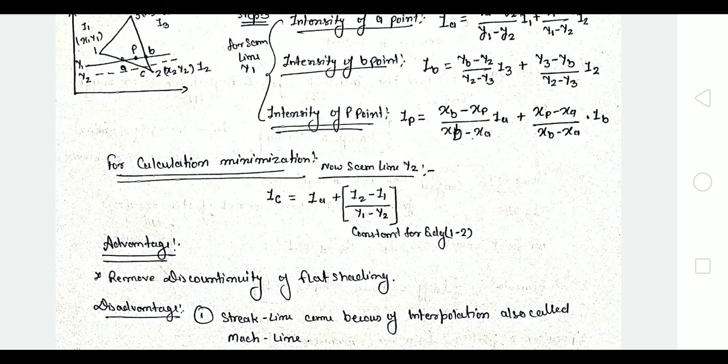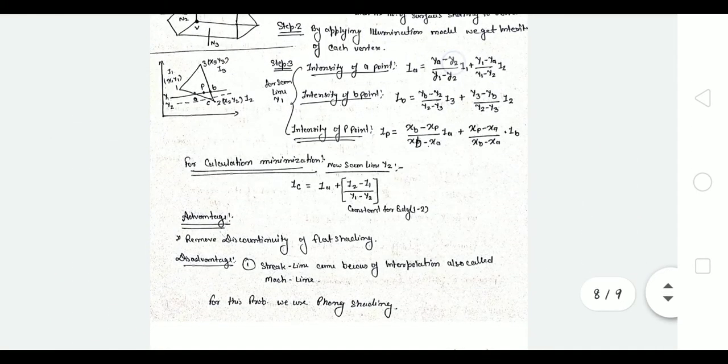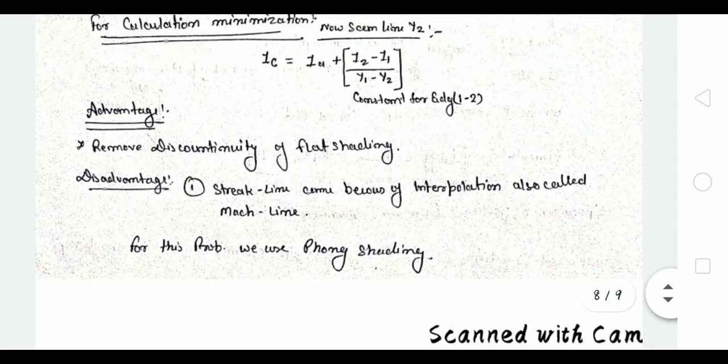These things are called Gouraud shading. Gouraud shading has some advantages and disadvantages. The advantage is that it removes all the flat shading problems. The disadvantage is Mach bands, straight-line bands; this problem comes because of interpolation. To solve this problem we have to use specular reflection or Phong shading, which we will discuss in the next video. Thank you.